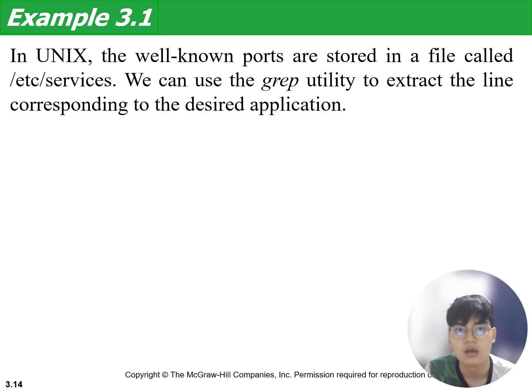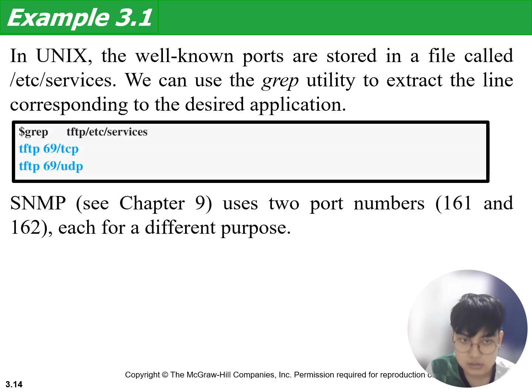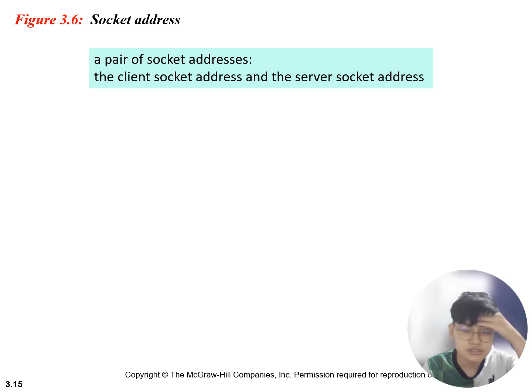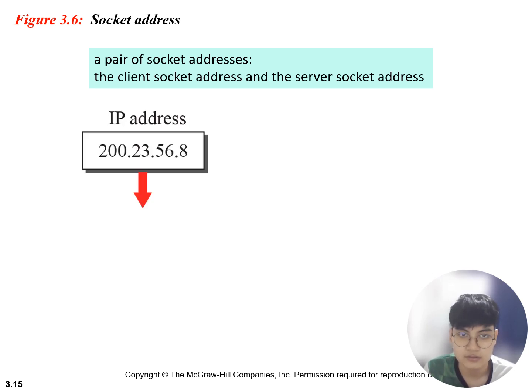In Unix, the well-known ports are stored in a file called /etc/services. We can use the grep utility to extract the lines corresponding to the desired application. SNMP, stated in Chapter 9, uses two port numbers, 161 and 162, each for a different purpose. Socket address: a pair of socket addresses, the client socket address and the server socket address.